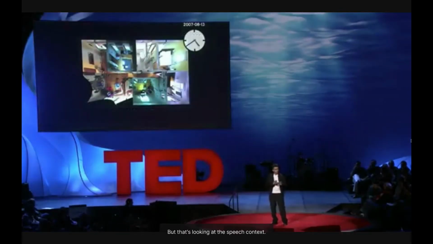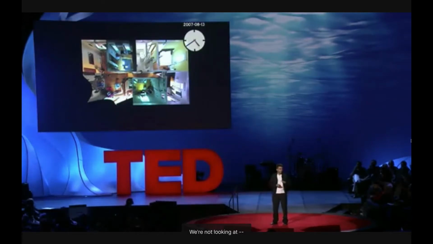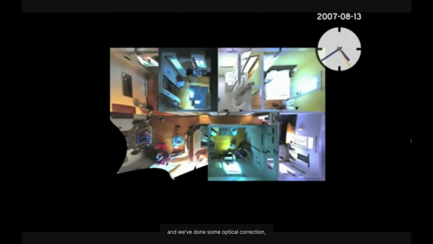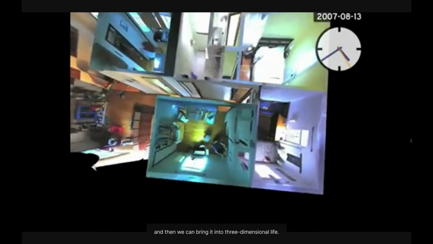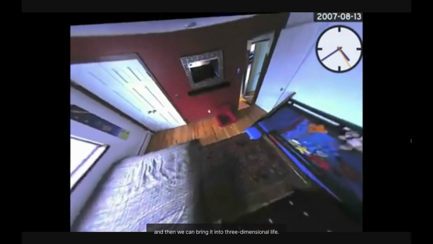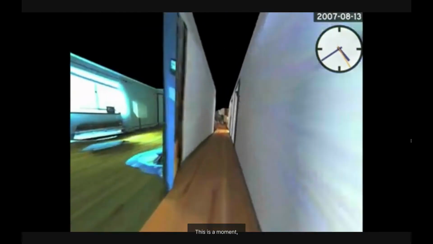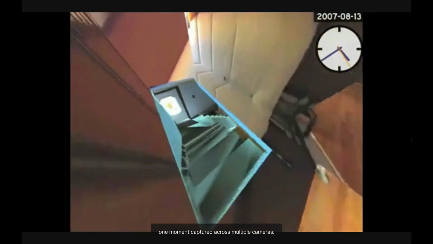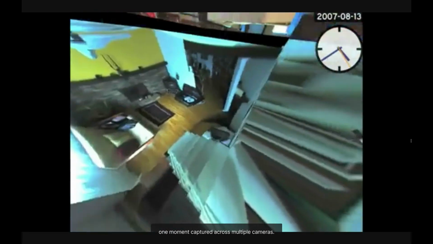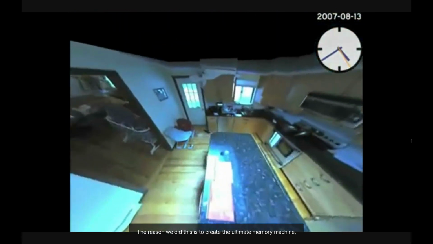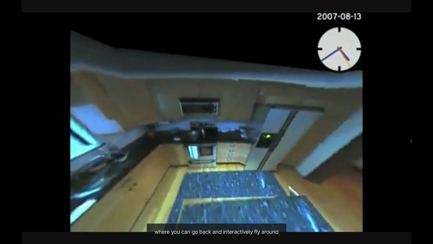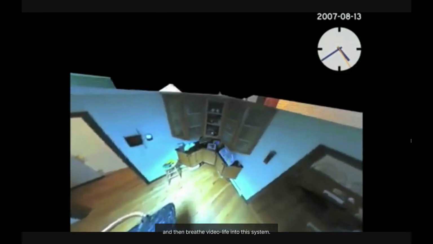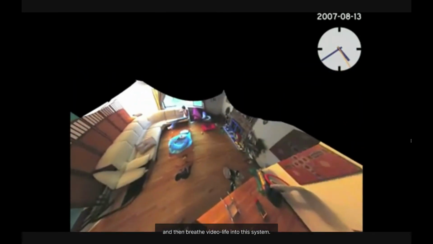But that's looking at the speech context. What about the visual context? We're now looking at, think of this as a dollhouse cutaway of our house. We've taken those circular fisheye lens cameras and we've done some optical correction, and then we can bring it into 3-dimensional life. So welcome to my home. This is a moment, one moment captured across multiple cameras. The reason we did this is to create the ultimate memory machine, where you can go back and interactively fly around and then breathe video life into this system.